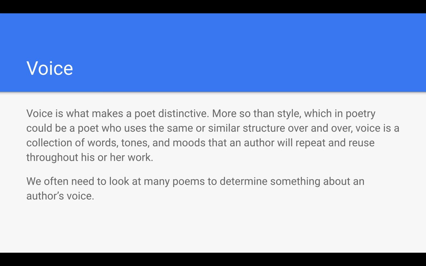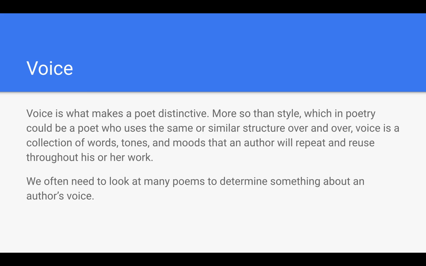Voice, we're kind of getting to this, what makes the poet distinctive, and so why am I putting this in here with our sound devices? Well, voice is really the style of the poet. Do they use similar structures? Do they use similar moods or tones? And so even if you're not finding any of the other aspects in your poems, I would want you to look at what is the poet's voice.